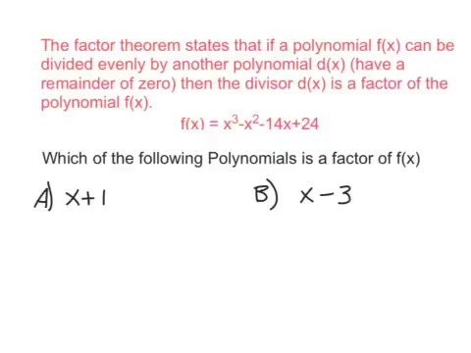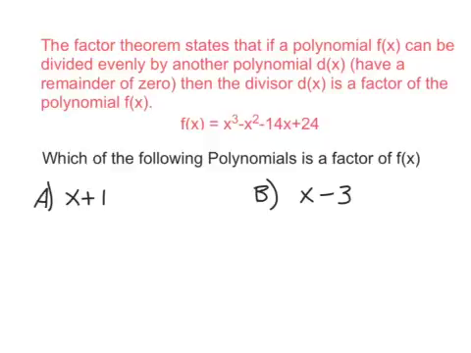I have f of x equals x cubed minus x squared minus 14x plus 24. And which of the following polynomials is a factor of f of x? Well, to do that, all we need to do is divide f of x by the expression here, and if I get a remainder of 0, then x plus 1 is a factor of f of x, and if I don't get a remainder of 0, then it's not. And if x minus 3, when I divide f of x by x minus 3, if I get a remainder of 0, then x minus 3 is a factor. If not, then it's not a factor.